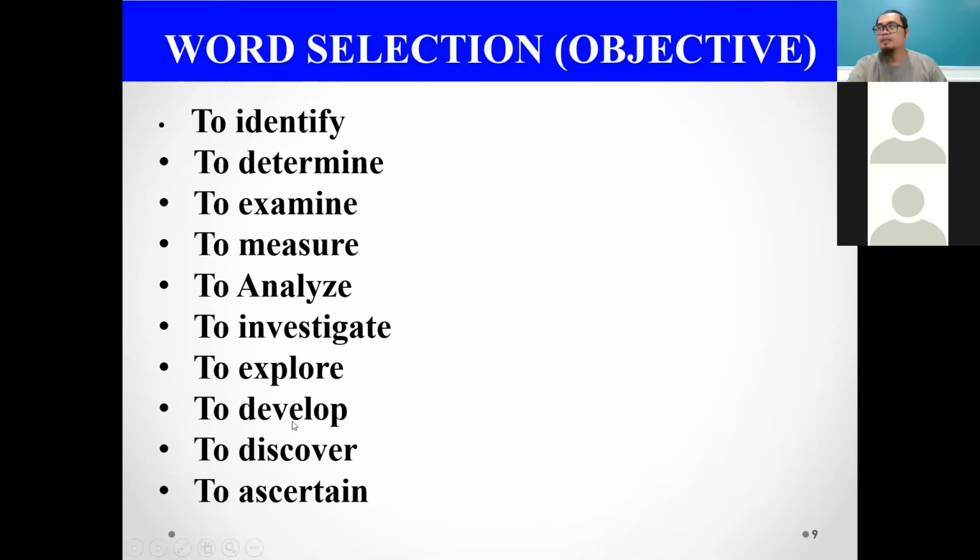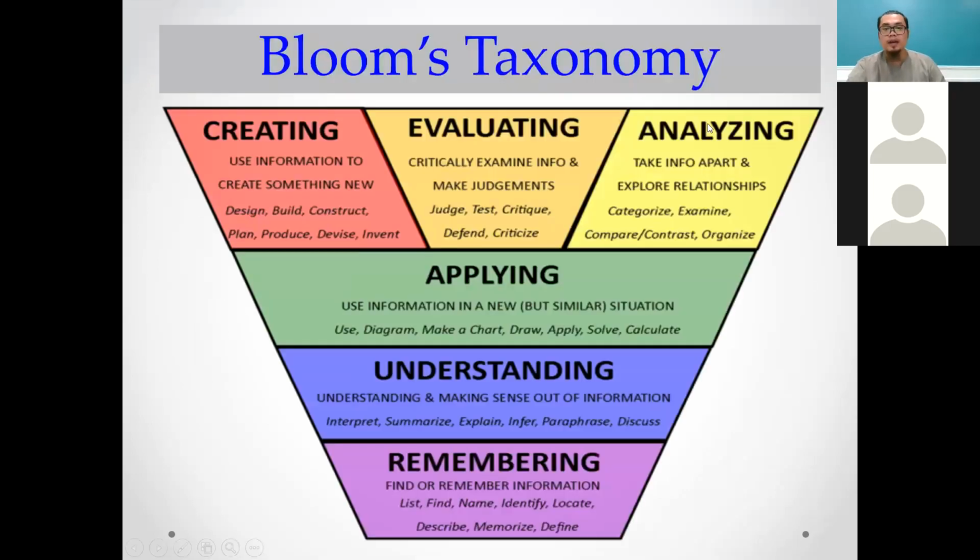Develop is subjective. Some quantitative research uses it, because you are developing something, then you use develop. In qualitative, you can also use develop. Discover and ascertain are mostly used in qualitative. To analyze and measure, look at the content. Some research uses measure and analyze. Measure and analyze should be grouped under determine and examine, and should have a hypothesis, just in case of quantitative. If you are in qualitative, no need for a hypothesis. That's why you need to learn what we call Bloom's taxonomy.